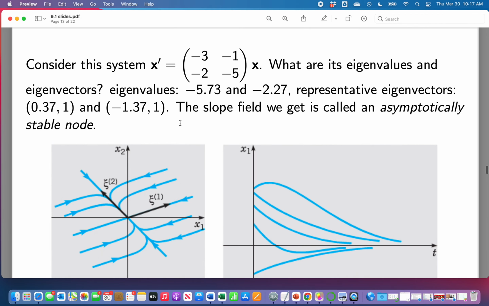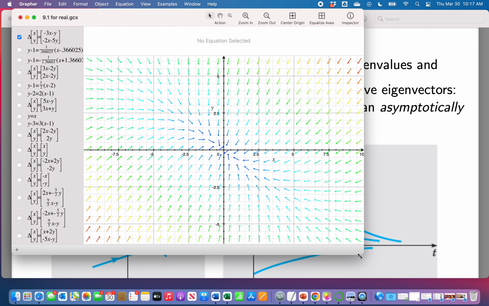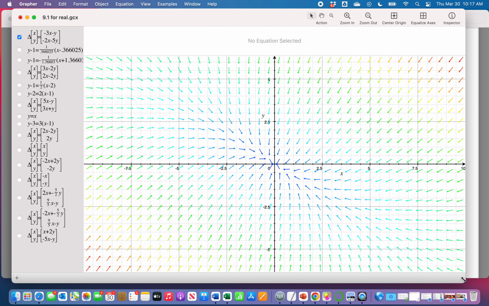I'm not going to hop over to my iPad for the sake of time. I have these pictures on my local machine. So here's that slope field. It looks like this. Notice the origin is stable, first of all. If you tap yourself off the origin, you flow right back. Notice a couple other things though.